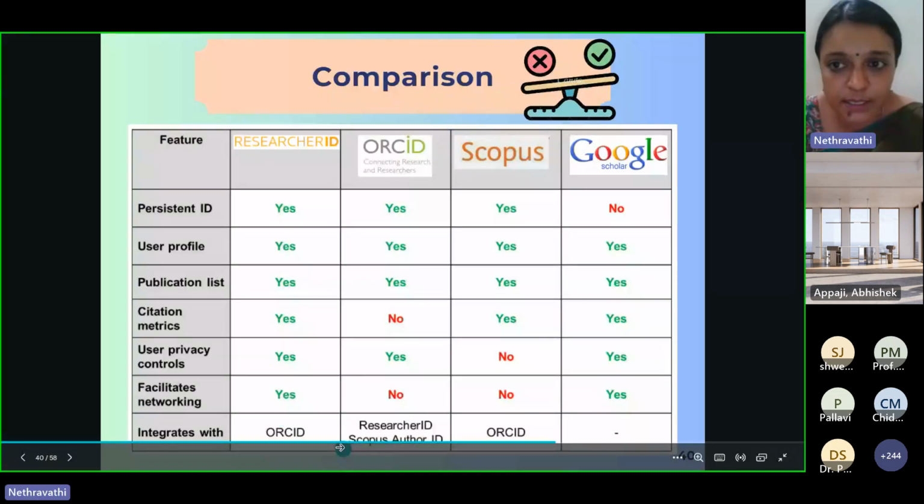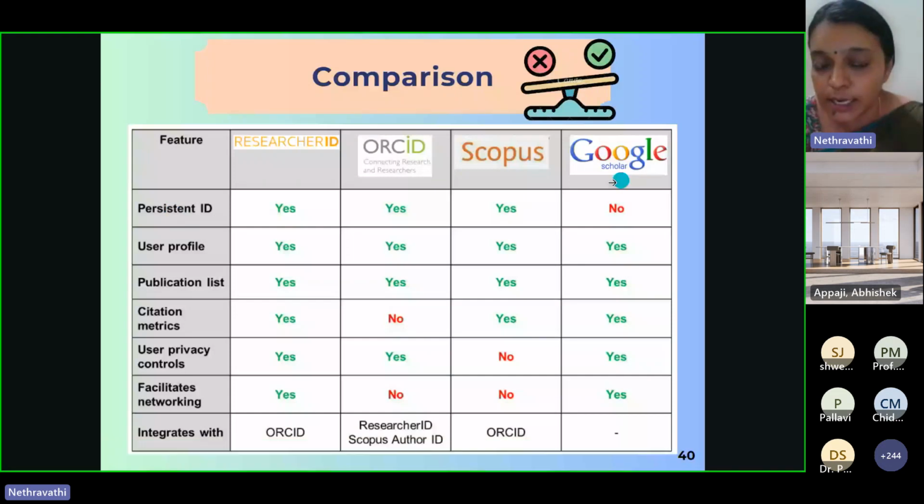It has a persistent ID. This is another disadvantage of Google Scholar: it does not have a persistent ID. I mentioned that once you create a Researcher ID or an ORCID ID, it will remain the same throughout your life. But in Google Scholar, one person can have multiple accounts. I can have two accounts with two different email IDs.